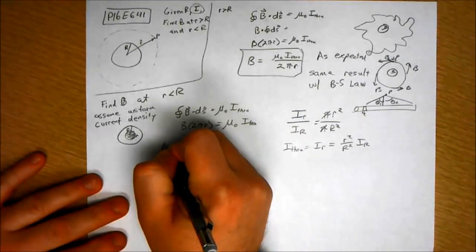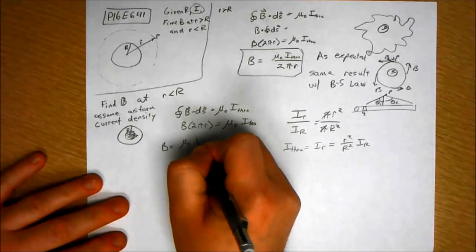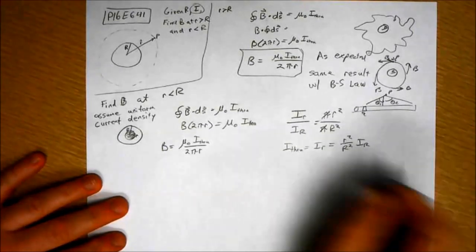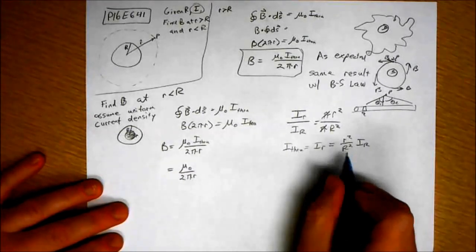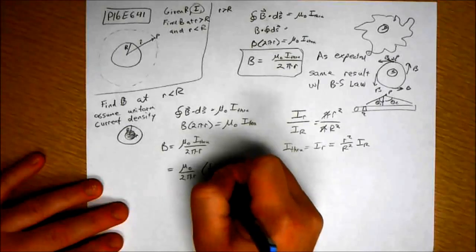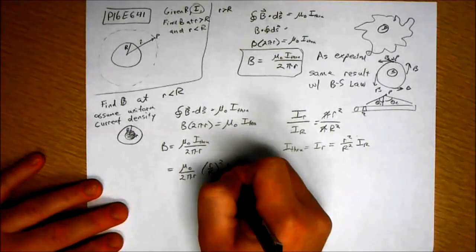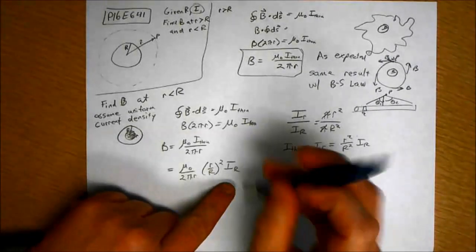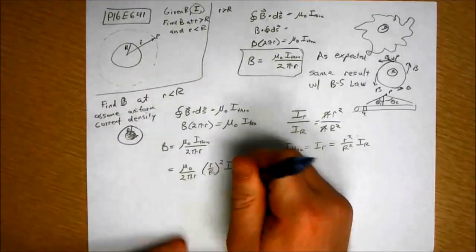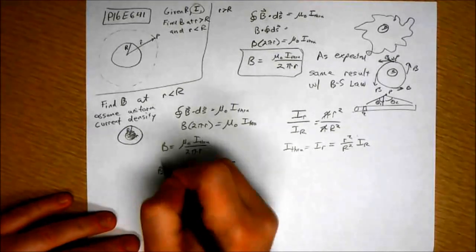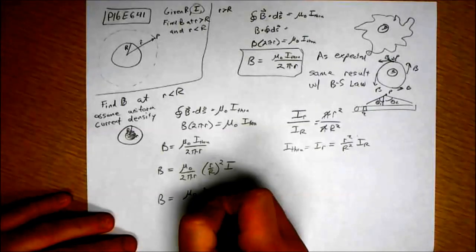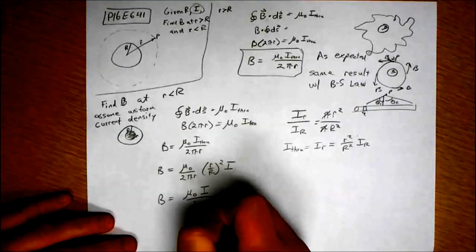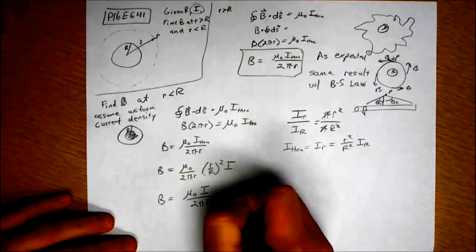So then I can say B is equal to mu naught I through over 2 pi r, which is equal to mu naught over 2 pi r times I through, which is r squared over R squared. I just rearranged that. Times the total current, I sub big R, I'll just call it I, because that's what we're given and asked for in the problem. Okay, so I can simplify some stuff. B is equal to mu naught I over 2 pi R squared times r.